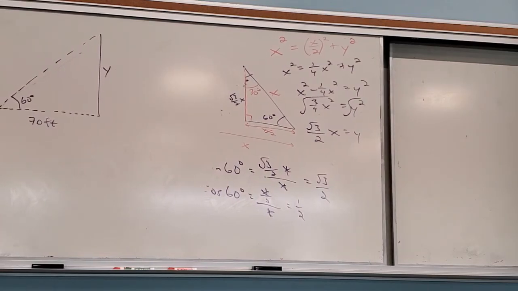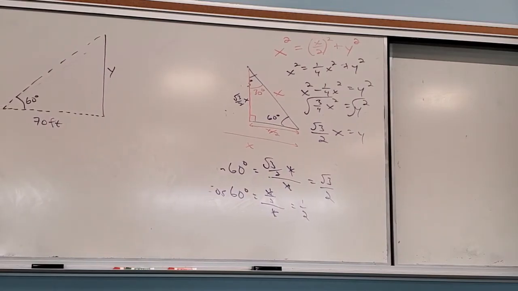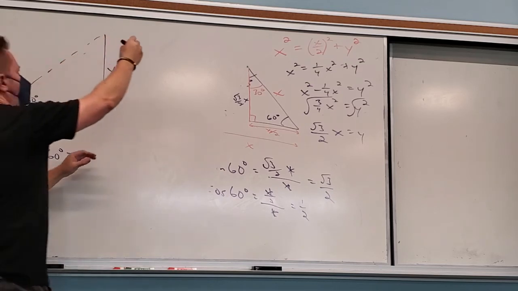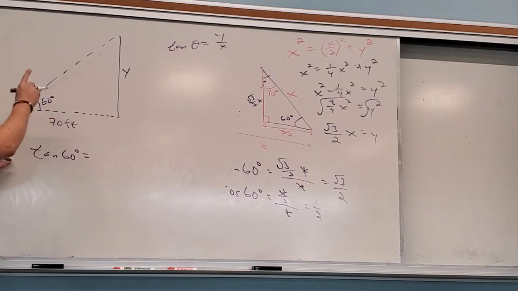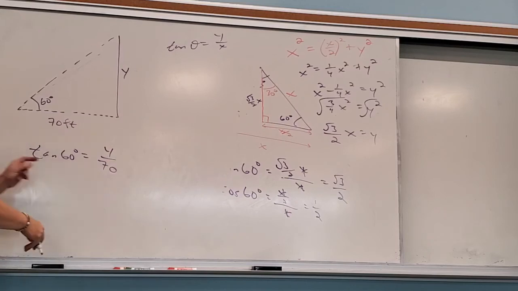Which trig function relates the two sides I know something about and want to know something? Do I care about this side at all? I don't care about that side. Which trig function relates these sides? Tangent, right? Tangent of 60 degrees equals what? By definition. Remember, tangent theta is y over x. So what's tangent of 60 degrees? Y over 70.